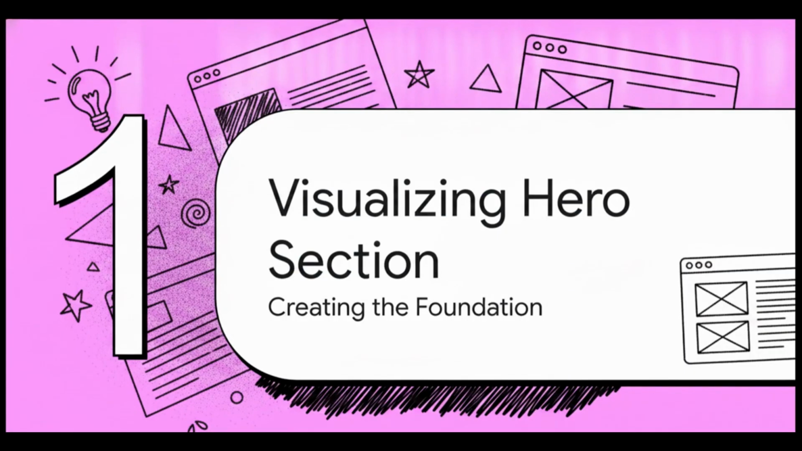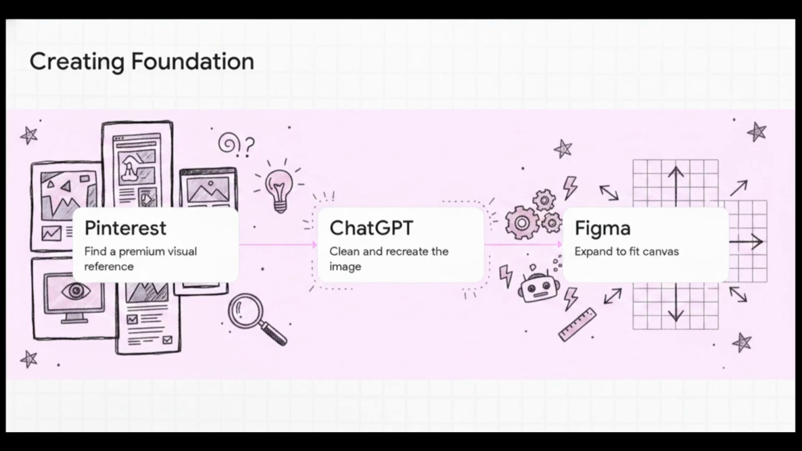Starting right at the top with Phase 1, Visualizing the Hero section and creating our foundation. We kick off the workflow by hunting down a premium visual reference over on Pinterest. You know, just scroll until a specific style really grabs you. But we aren't just copying and pasting here. We take that inspiration, feed it into ChatGPT to regenerate it, and then expand the canvas in Figma.